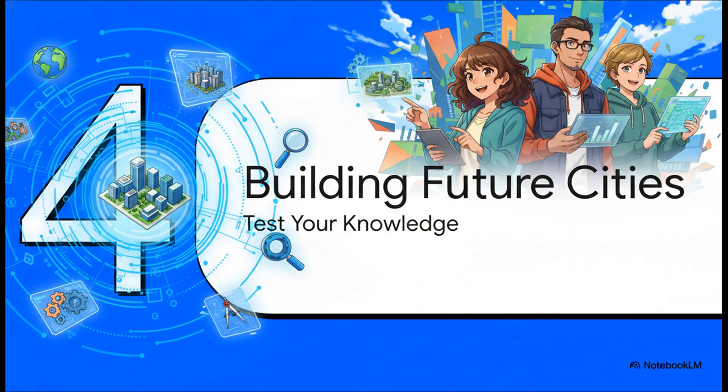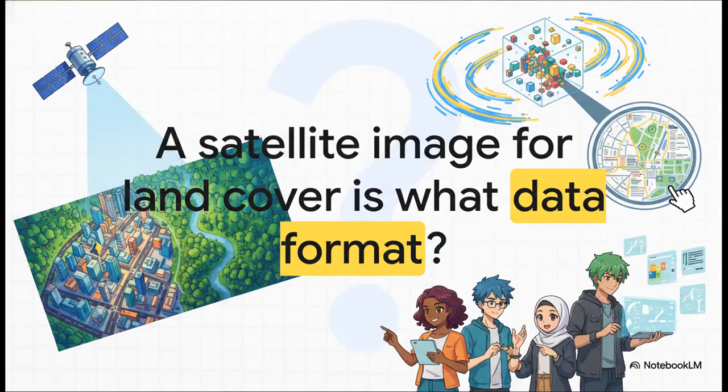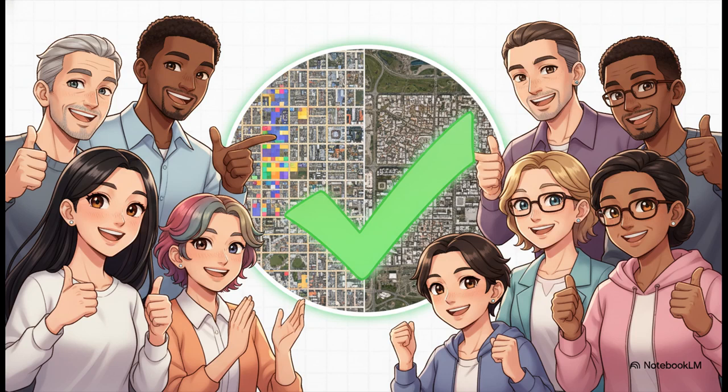Okay, you've seen the tools, you've gotten a look inside the planner's toolkit. How about a little pop quiz to see if you're ready to start building? Let's put that new knowledge to the test. All right, question 1. A satellite image that's being used to analyze land cover, what kind of data format is that? It's raster data! You got it. Remember, it's the one made of pixels, just like a digital photograph. Awesome job if you got that right.